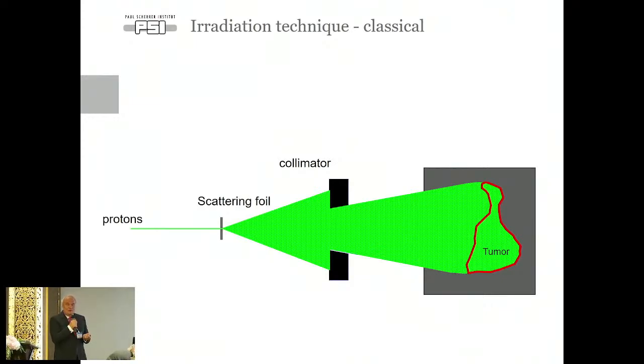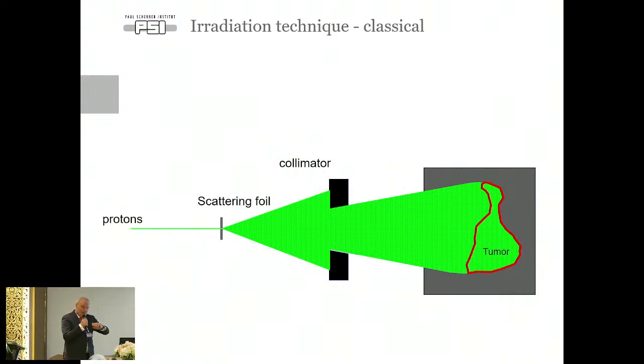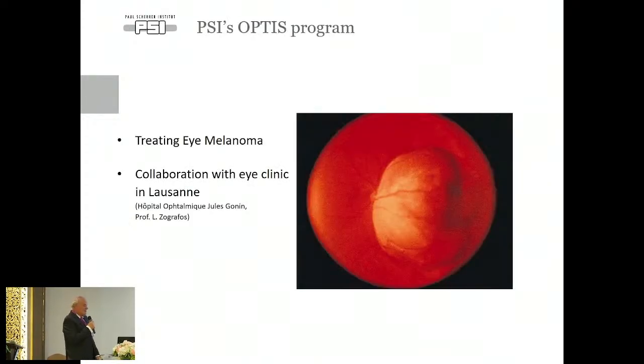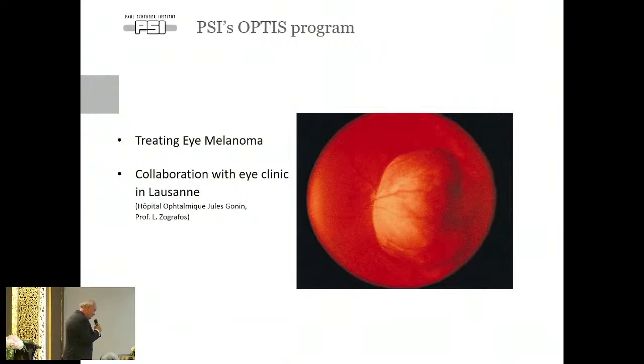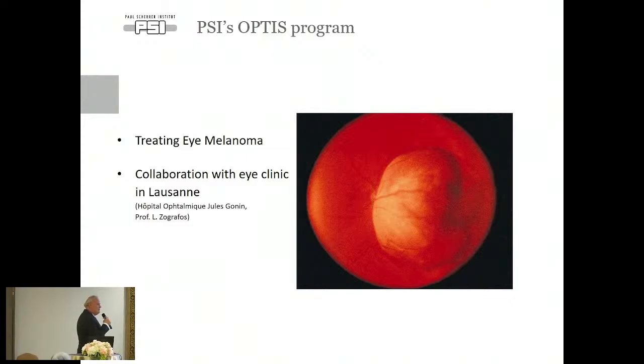But once you have such a collimator and once you have positioned the patient correctly, it's a relatively simple technique because the only quantity you need to control is the dose. You switch the beam on and switch it off in the right moment. So this is why with this technique proton therapy started in the early 1960s. They were all using this technology. PSI started in 1984 as one of the first places in Europe to use protons. And we concentrated on one special indication, the treatment of melanoma in the eye.